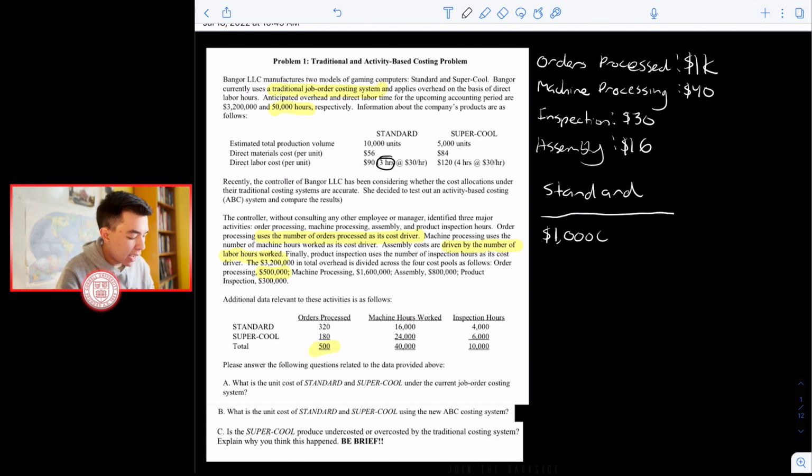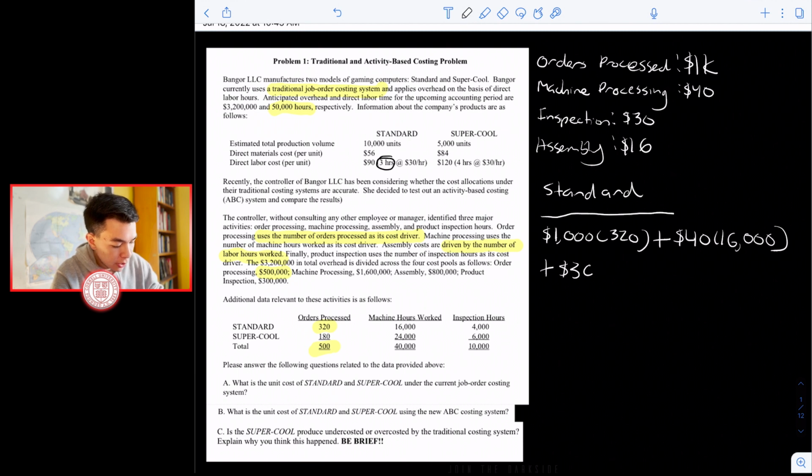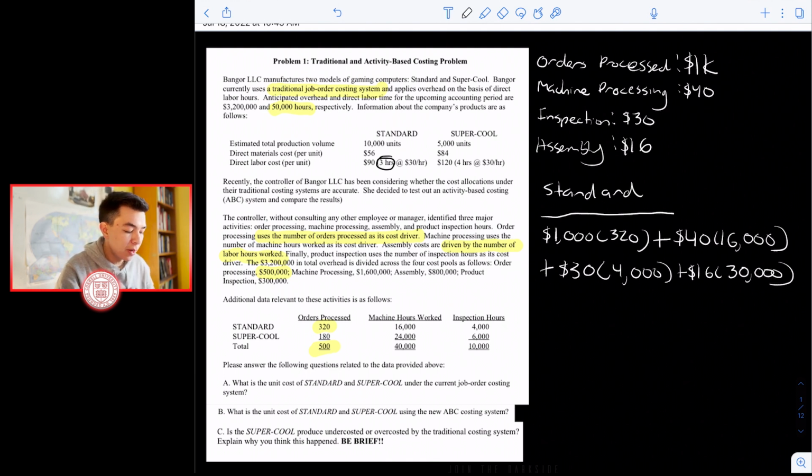And I'm gonna multiply it by how many orders standard use. So in that case, it's gonna be 320 here, and we see that over here, 320. So I'm gonna multiply that, and I'm gonna add to that 40 times 16,000 hours, because that's how many hours the standard product used. And then I'm gonna add 30 times 4,000 plus 16 times 30,000.